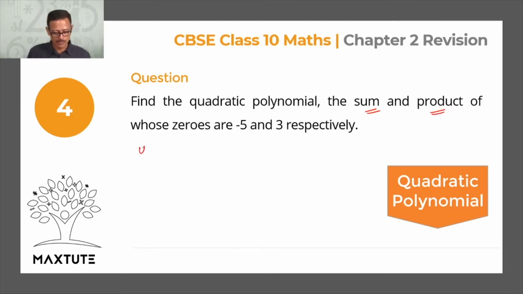What's the sum? Alpha plus beta is equal to minus 5. In terms of coefficients, we know this is equal to minus b by a. Alpha beta, the product of the zeros, the question mentions, is equal to 3, which is equal to c by a.